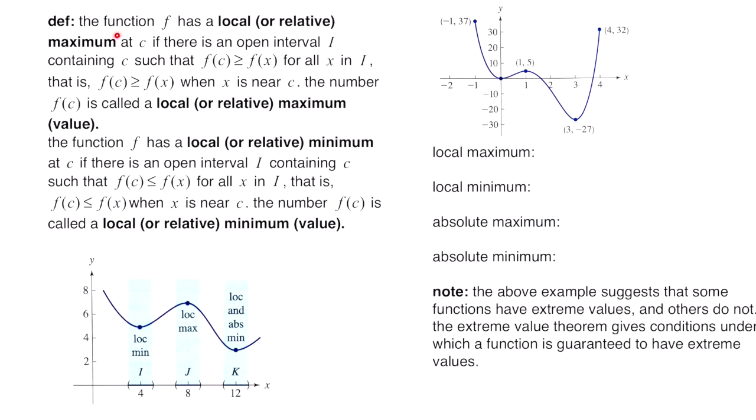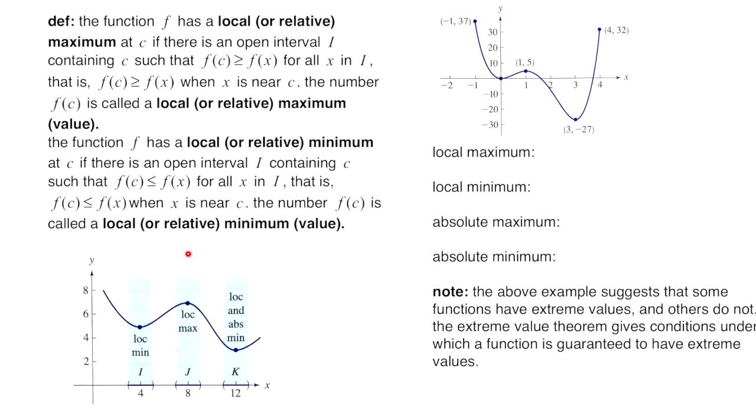This definition says the function f has a local, or it's also called a relative, maximum at c if there is an open interval I containing c such that f of c is greater or equal to f of x for all x in that interval I. That is, f of c is greater or equal to f of x when x is near c. The number f of c is called the local maximum value. The definition for local minimum is just the same, except it's f of c is less than or equal to f of x. And again, f of c is less than or equal to f of x when x is near c. And that number f of c is called a local minimum value.